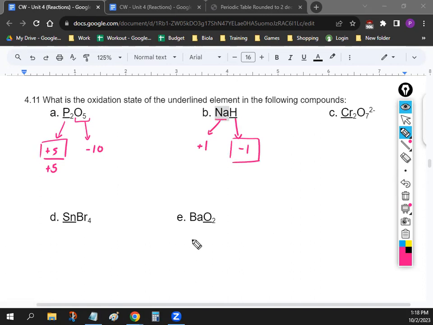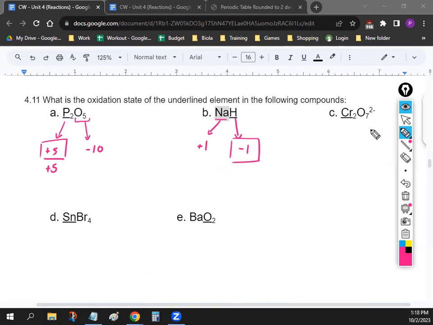Oxidation state is what it looks like. We're going to see what it means once we do the reactions, but it's basically just the oxidation number that it has.